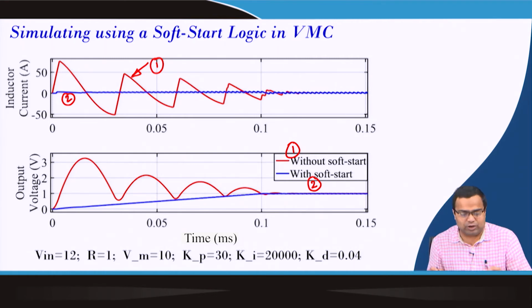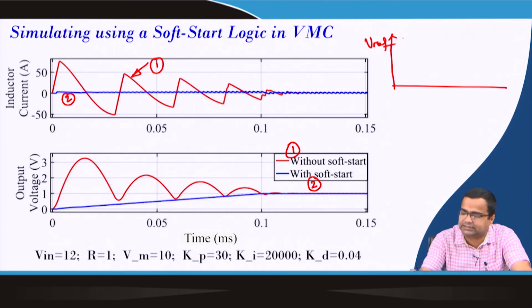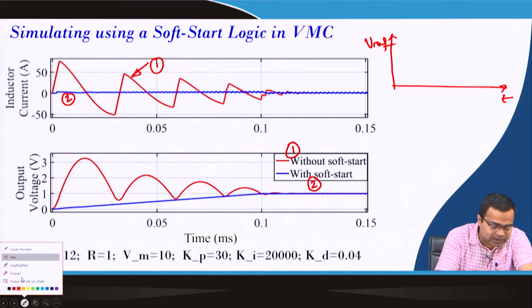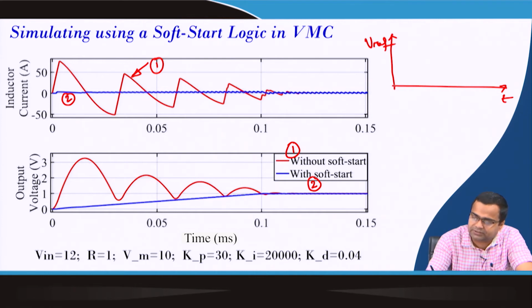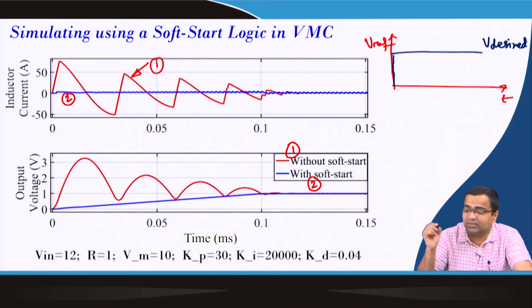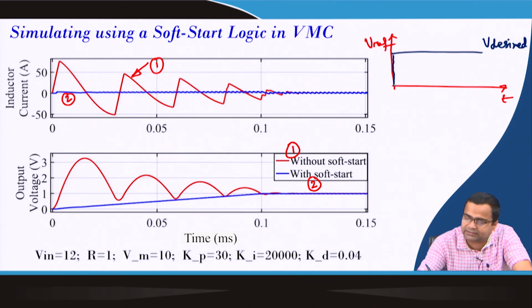So, in the first simulation, if I plot the Vref profile, that means I am just plotting my Vref. This is the reference voltage of the DC-DC converter with respect to time. In the first case, we are taking the Vref straight away to its desired value. In the second case, what are we doing? We are modifying this Vref and then reaching steady state here.